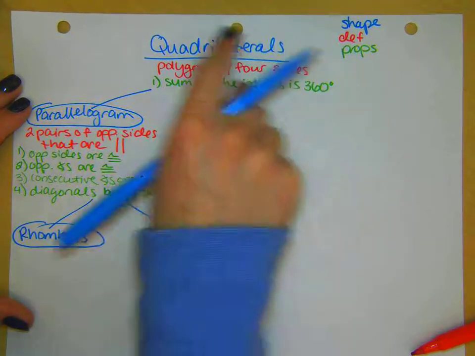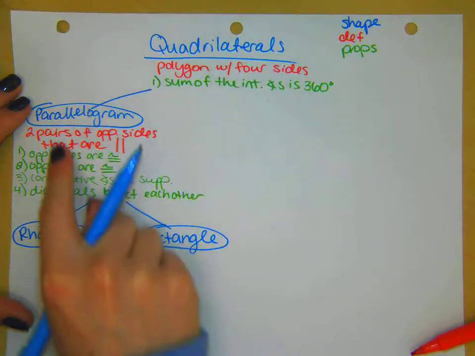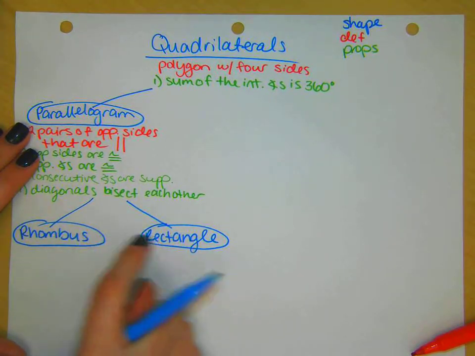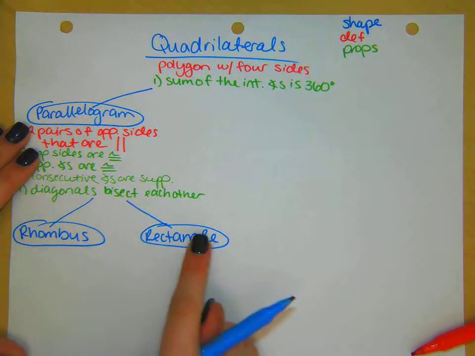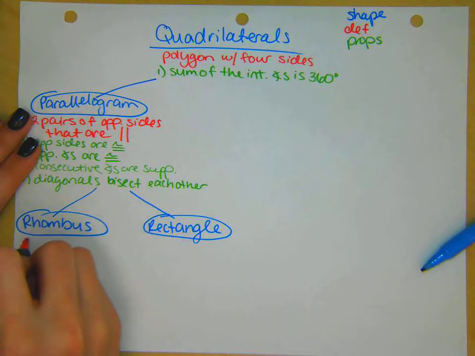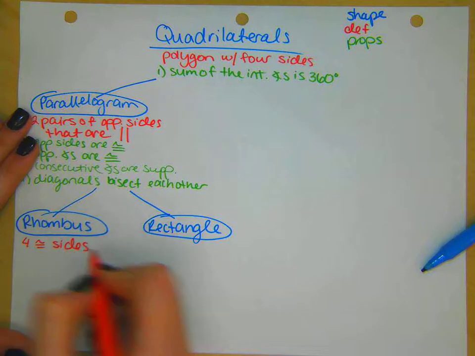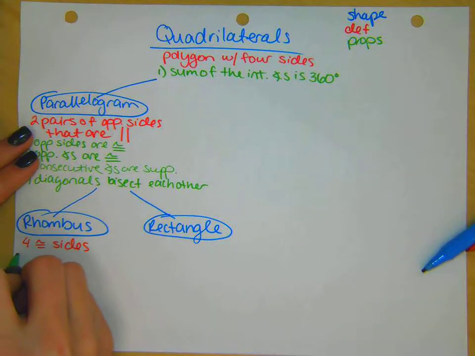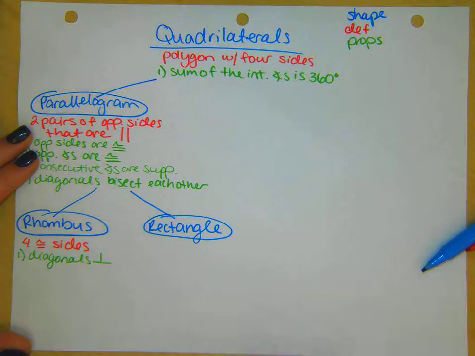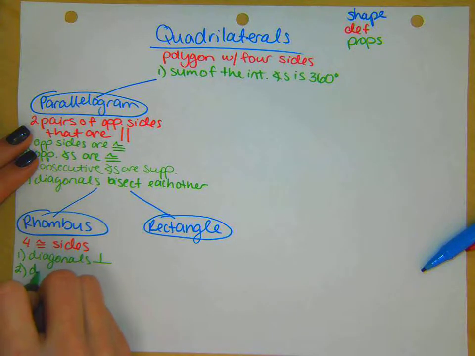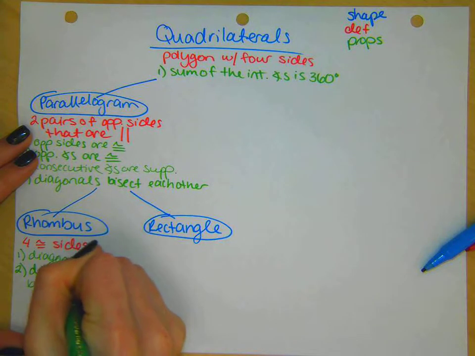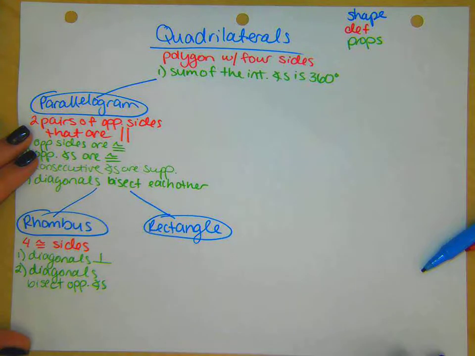So everything up here, all of the definitions and properties for quads and parallelograms, is true for a rectangle. But rhombuses and rectangles, there's no line connecting them. They have properties of their own that aren't true for the other. What makes a rhombus stand out is that it has 4 congruent sides. In addition to the 4 congruent sides, we have 2 properties. One of those is that the diagonals are perpendicular, and the diagonals bisect the opposite angles.